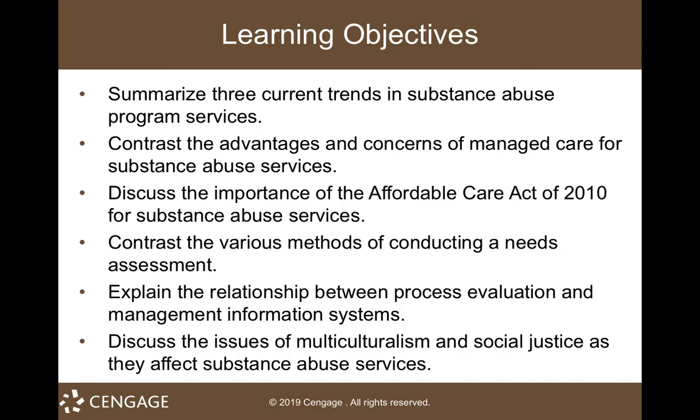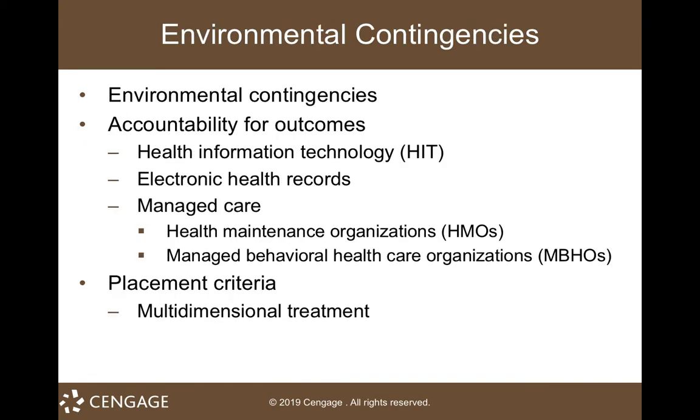So the learning objectives for our chapter are to summarize 3 current trends in substance abuse program services, contrast the advantages and concerns of managed care for substance abuse services, discuss the importance of the Affordable Care Act of 2010 for substance abuse services, contrast the various methods of conducting a needs assessment, explain the relationship between process evaluation and management information systems, and discuss the issues of multiculturalism and social justice as they affect substance abuse services.